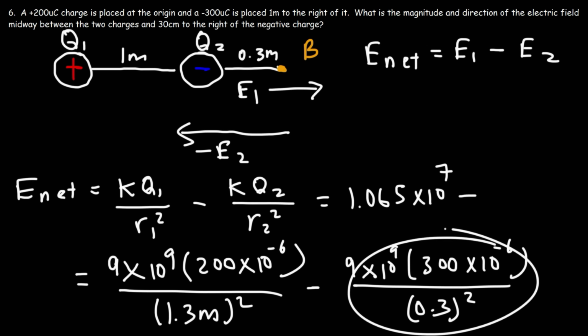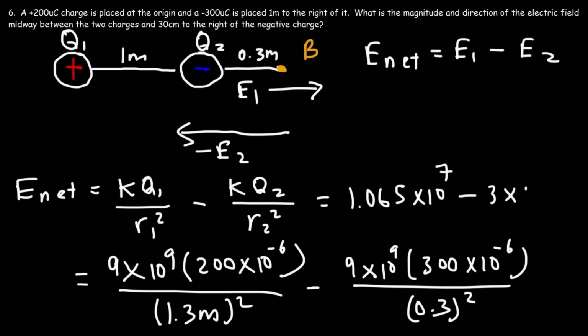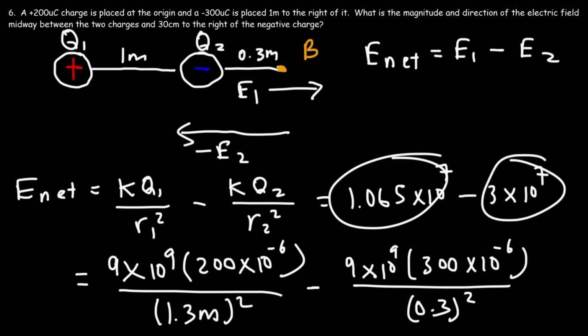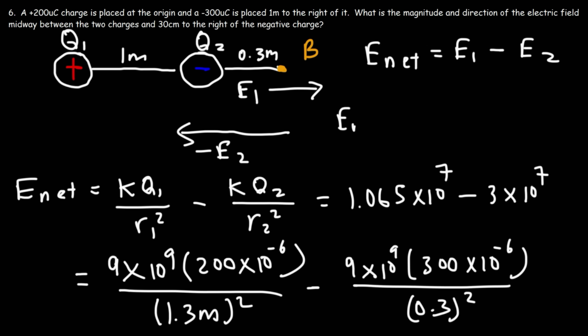Now focusing on E2, that's going to be 9 times 10 to the 9 times 300 times 10 to the negative 6 divided by 0.3 squared. So this is 3 times 10 to the 7 newtons per coulomb. So we can see that this number is bigger than that number. So the net electric field is going to be negative. 1.065 minus 3. Wait, something is wrong. Let me double check my work.